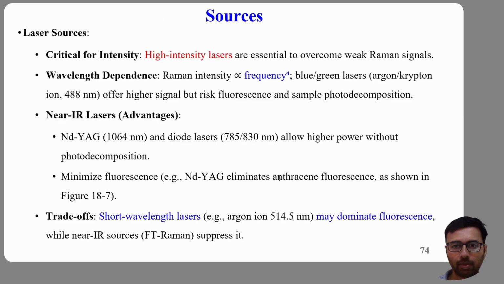Let us examine the problem carefully. Earlier, we learned that Raman intensity increases with the fourth power of frequency. Mathematically, I is proportional to ν⁴. This suggests we should use high frequency blue or ultraviolet lasers to maximize Raman intensity. And indeed, visible lasers like the argon laser at 488 nanometers produce extremely strong Raman scattering.